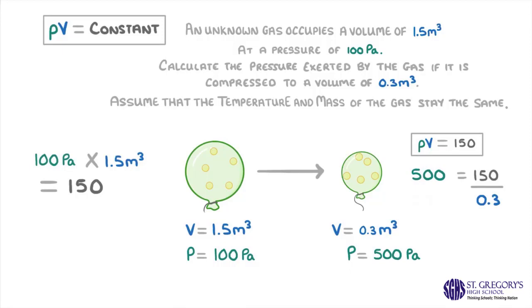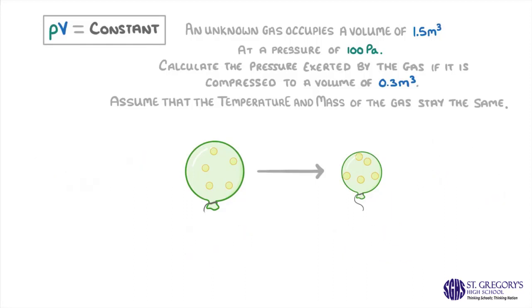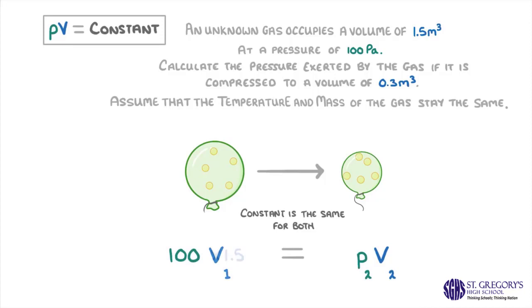Now, there is another way of doing this that some people prefer. Because the constant is the same for both containers, instead of actually figuring out the constant, we can just say that the pressure times the volume in the first container equals the pressure times the volume in the second container. And to avoid getting the numbers confused, we normally say that P1 times V1 equals P2 times V2. So 100 times 1.5 equals something times 0.3, which we can rearrange to get 500 pascals, just like we got before.